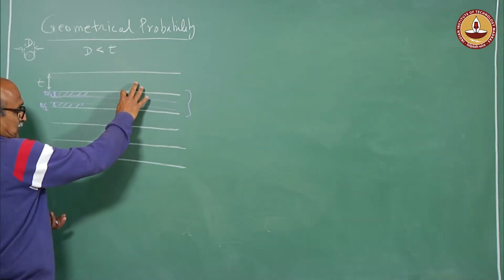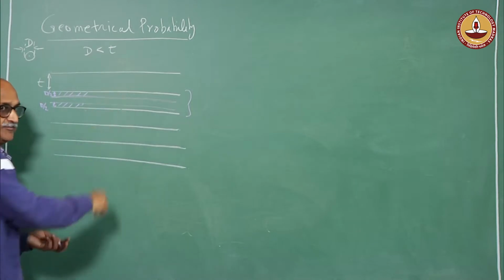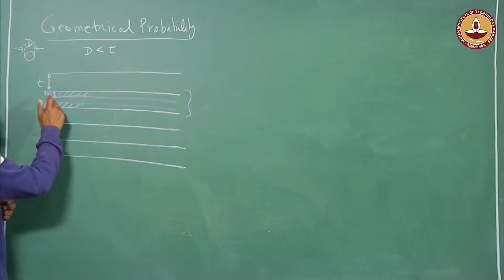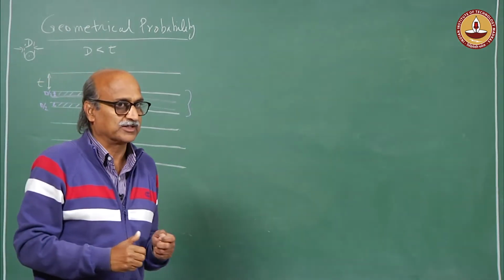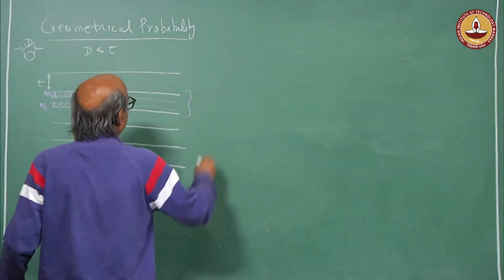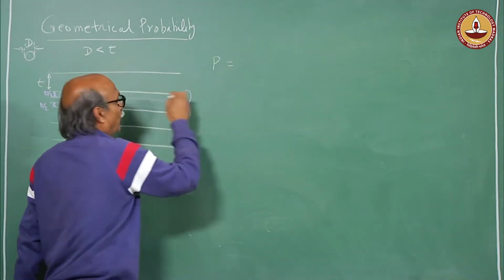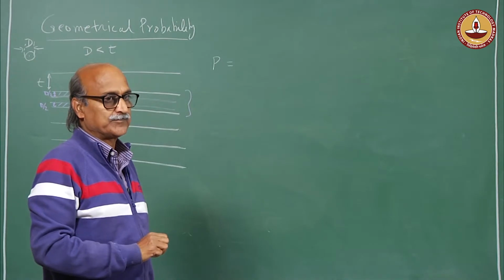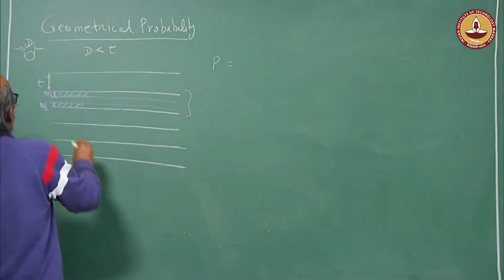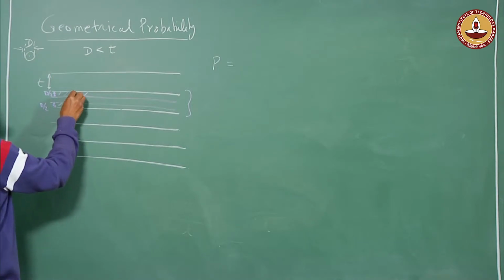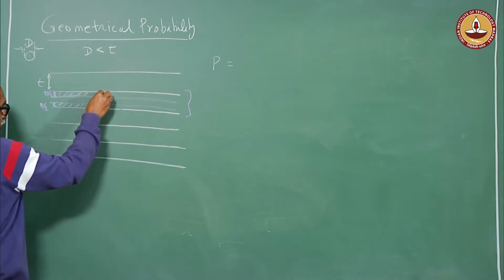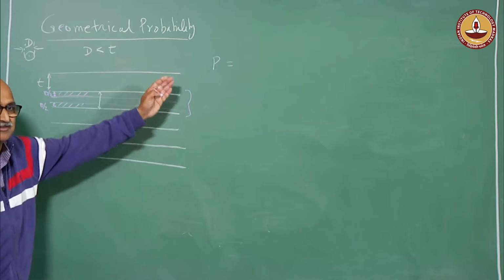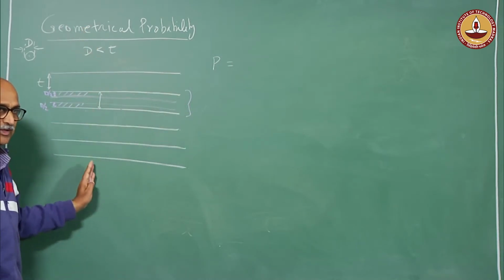The total distance between these two lines is t, and if the center falls within d by 2 of this line or within d by 2 of this line, then the coin will intersect one of the lines. Hence, what can you say about the probability of the coin intersecting either one of the lines? The central point can fall anywhere from here to here. Okay? Horizontally where it falls does not matter, it is only the vertical distance one has to look at.